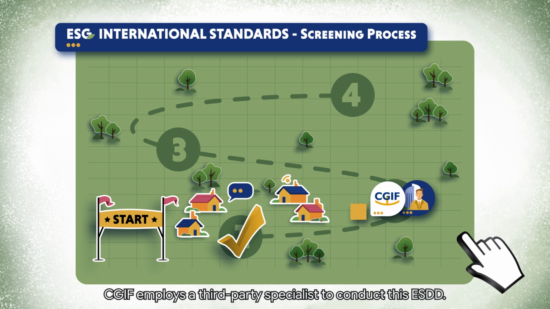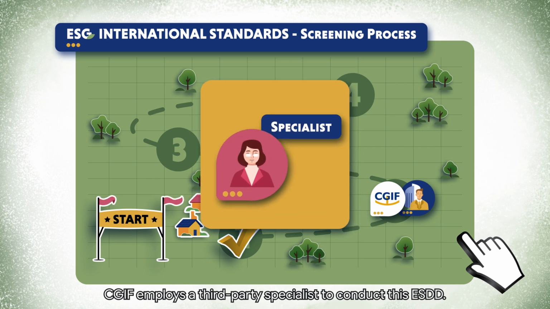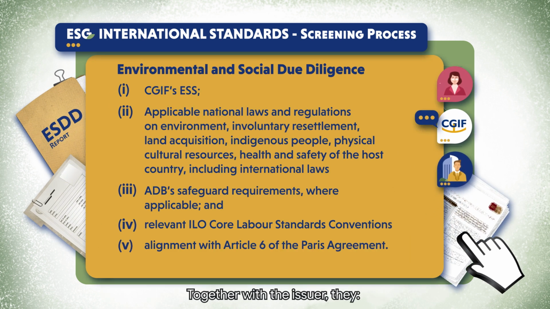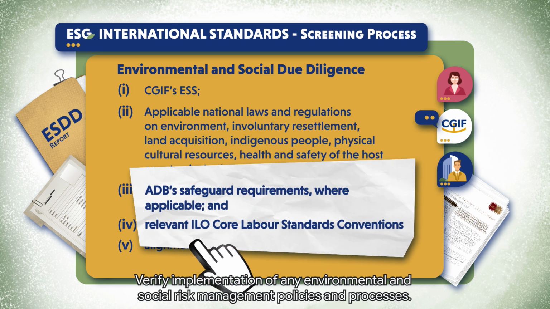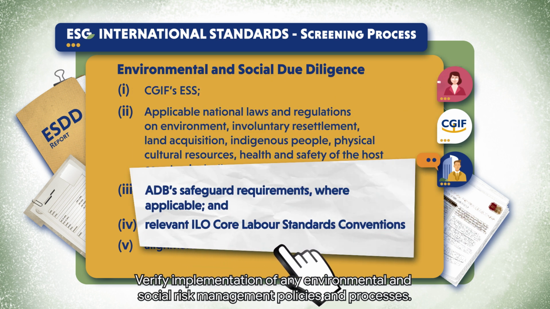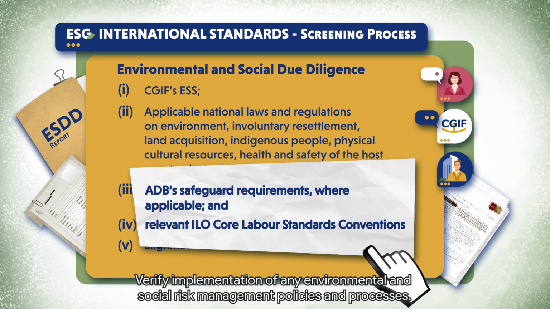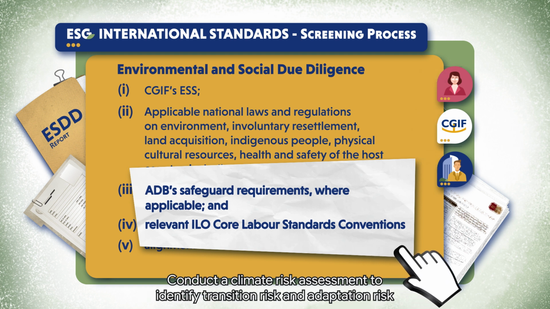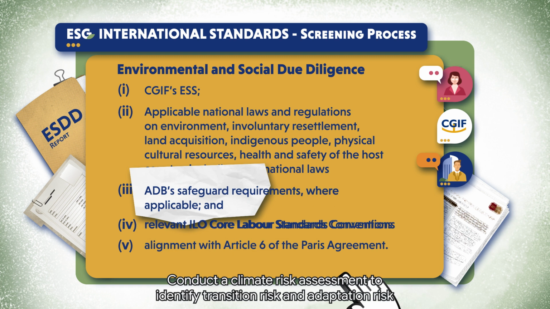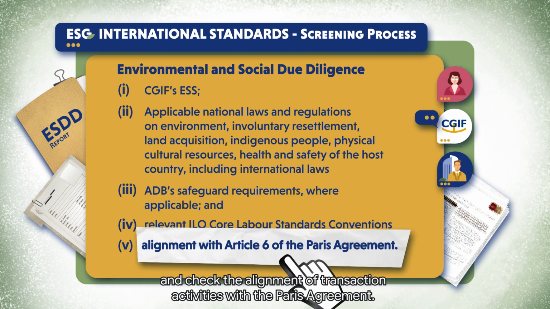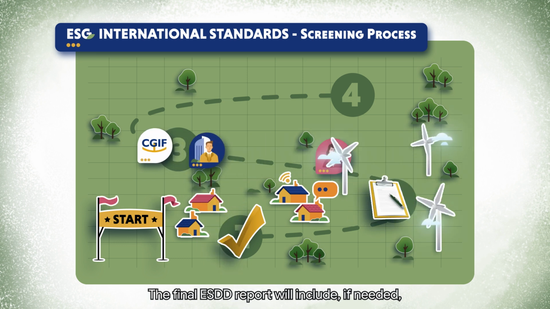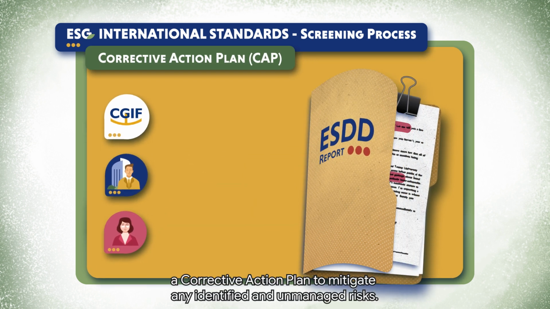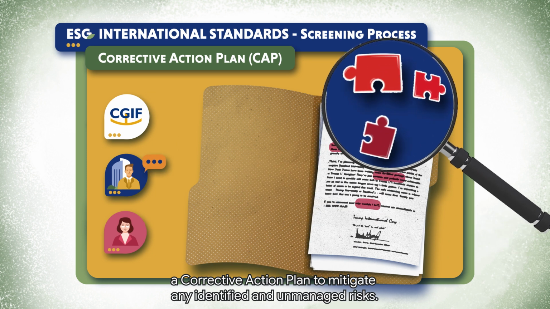CGIF employs a third-party specialist to conduct this ESDD. Together with the issuer, they review current policy and procedures to identify, manage, and mitigate impacts and risks. Verify implementation of any environmental and social risk management policies and processes. Conduct a climate risk assessment to identify transition risk and adaptation risk, and check the alignment of transaction activities with the Paris Agreement.